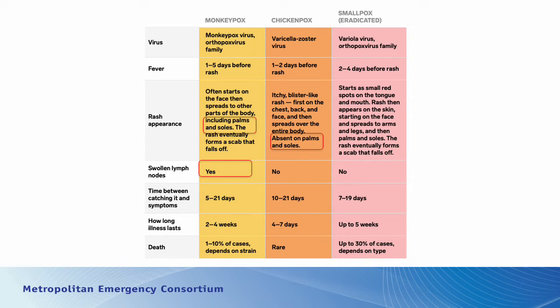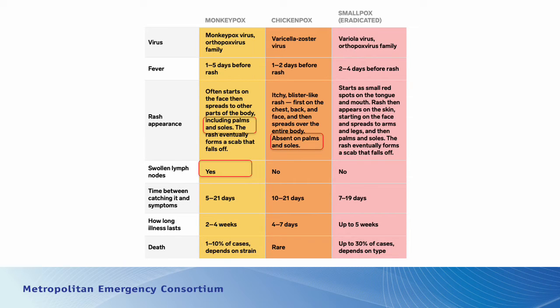And then the other discriminator for us is swollen lymph glands suggestive of monkeypox, no swollen lymph glands suggestive of chickenpox. Time between exposure and symptoms is 5 to 21 days for monkeypox, 10 to 21 days for chickenpox. For me, it typically averages about 14 days from time of exposure to develop symptoms, whether it's chickenpox or monkeypox. How long does it last?